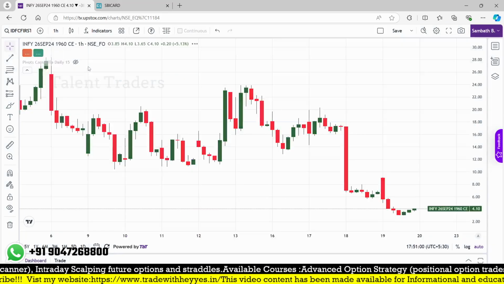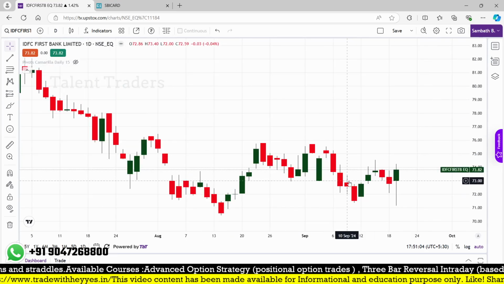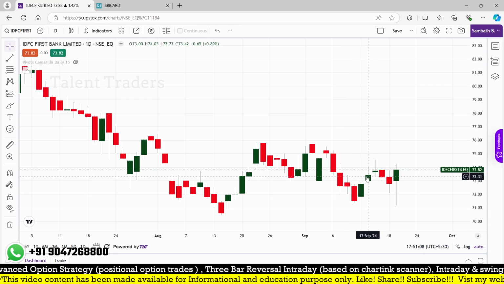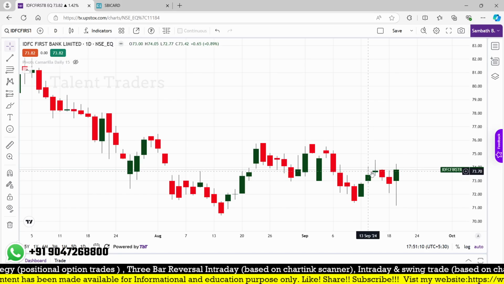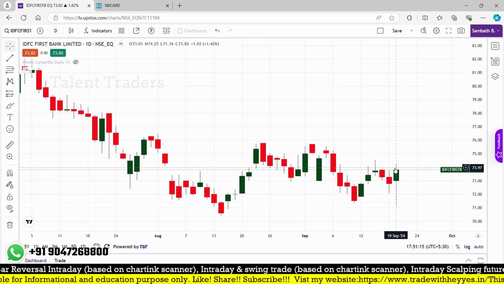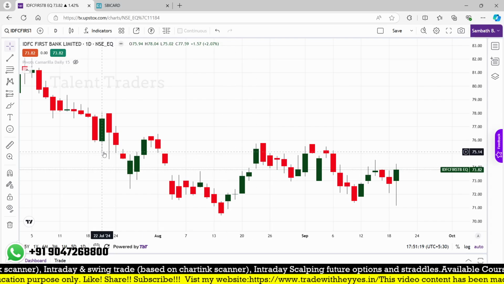IDFC First Bank is the most recent entry on the daily time frame based on the order block. Here, after three consecutive down candles, the fourth one and the fifth one are closing above, and we are looking at an order block. It also looks like a V-shaped recovery, and it is still at the same price. But now what I'm going to create is a scanner on an hourly time frame.